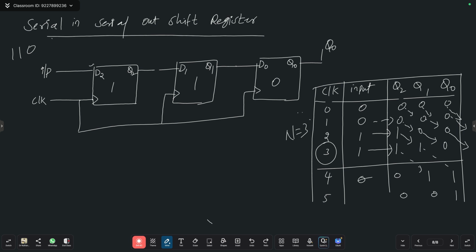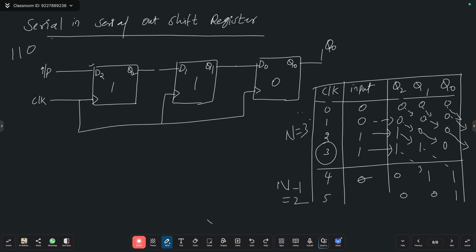Understand? How many do you need here? N minus 1 equals 2. 2 more clocks are required. N minus 1 equals 2 more clocks are required to shift your 3 bits from your 3-bit shift register. The point is very clear. Don't confuse.